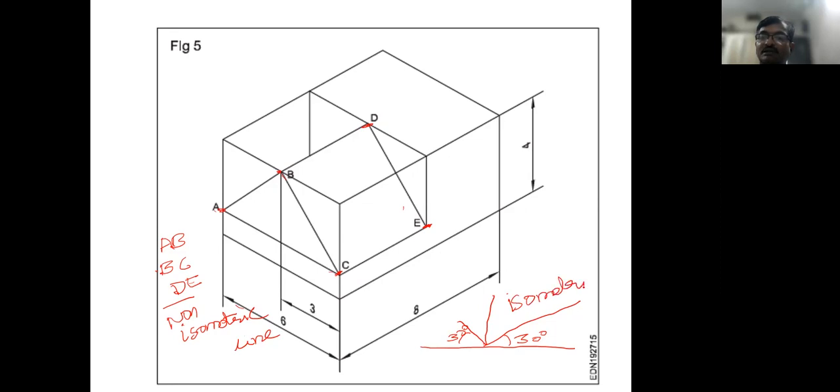Isometric lines come to true size, the actual size. Non-isometric lines do not come to true size. Here AB and BC sides are equal in the actual object, but here they are different. AB is less and BC is bigger. So it is one of the disadvantages of isometric drawing, even though we can easily identify the shape of the object. So we understand what is isometric and non-isometric, and what is the disadvantage of isometric drawing.